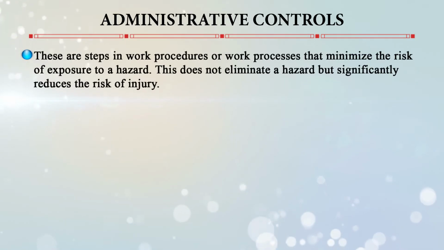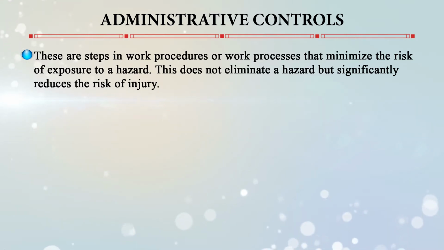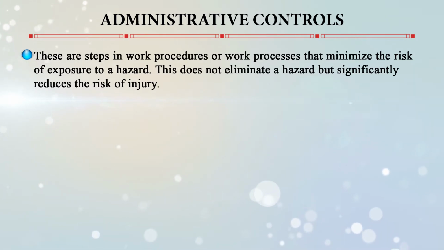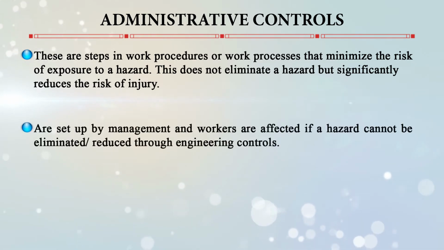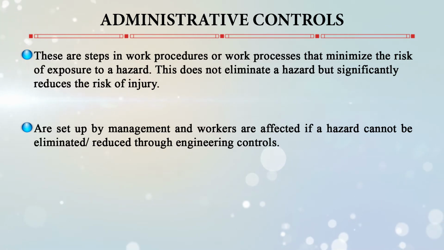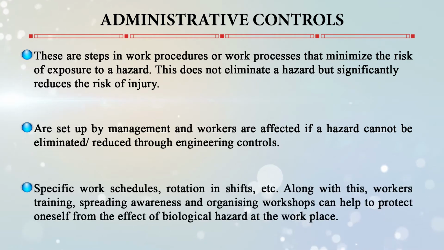Next come the administrative controls. These are steps in the work procedures or work processes that minimize the risk of exposure to a hazard. So this does not eliminate a hazard, but significantly it can reduce the risk of injury. They are set up by management and workers are affected if the hazard cannot be eliminated or reduced through the engineering controls. Specific work schedules are required, and rotation in shifts can be done. Along with this, workers' training, spreading awareness and organizing workshops can help to protect the workers and oneself from the effect of the biological hazard, especially at the workplace.